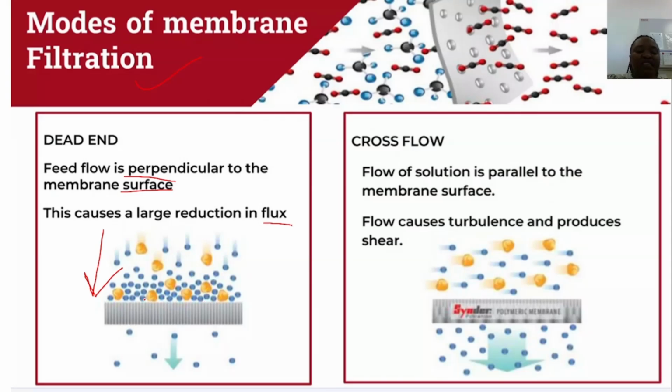Yeah, because once they settle here, it means that the ones that are coming after, maybe the particulates that will come after, for example, when the solvent is likely not to flow as much. So the flux here is quite reduced.